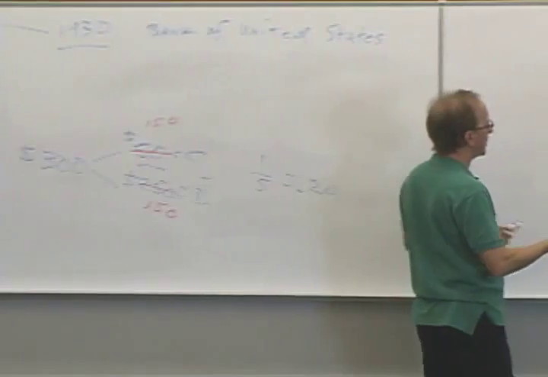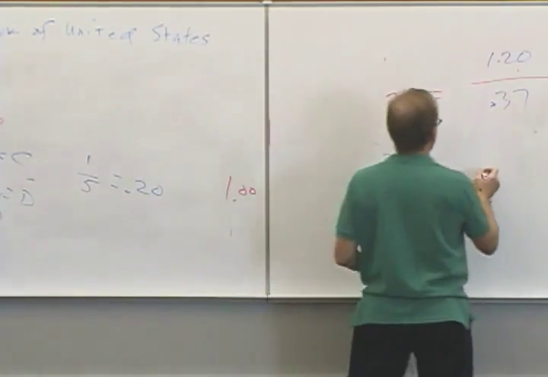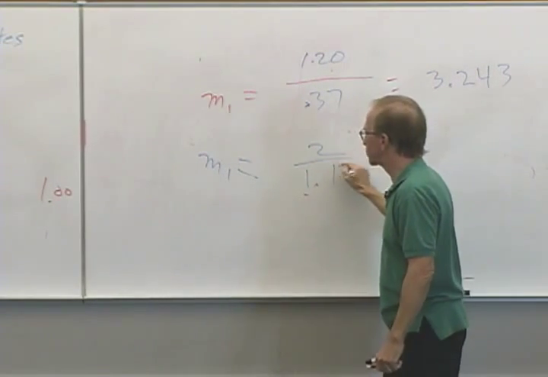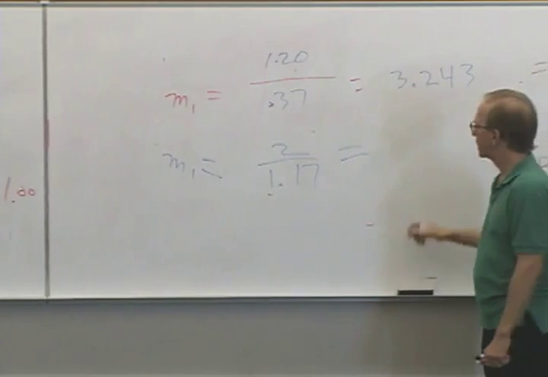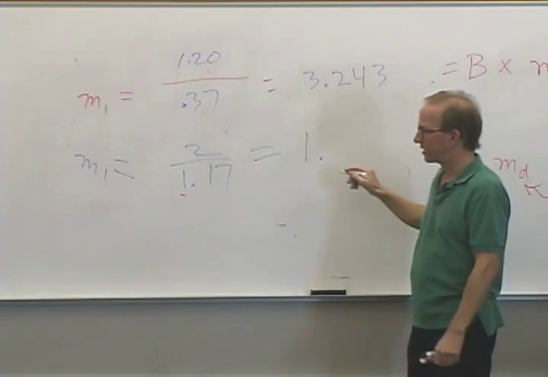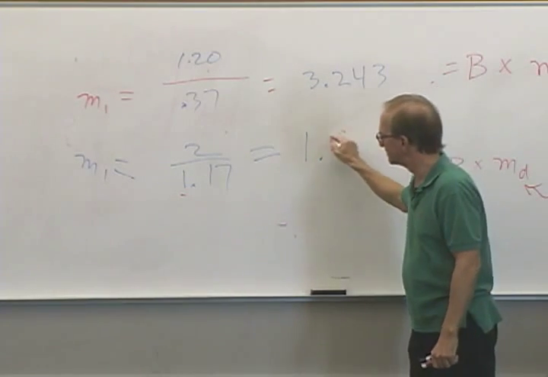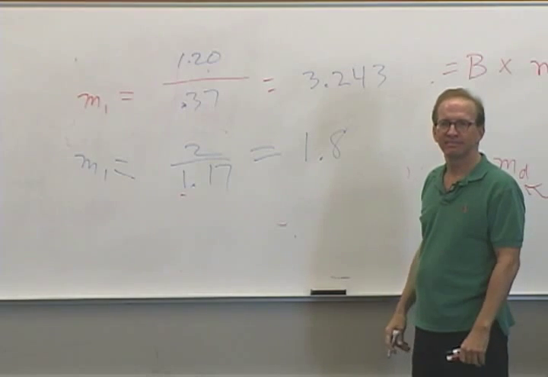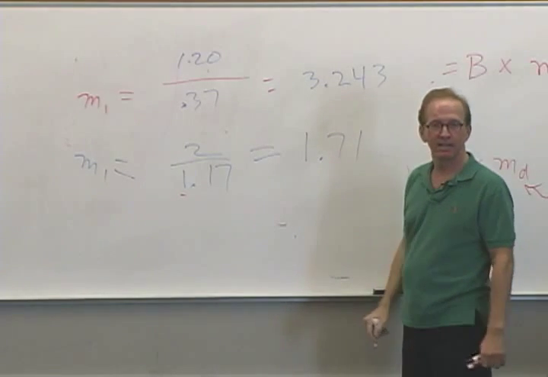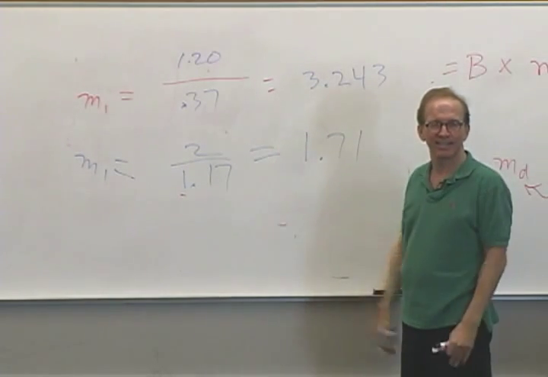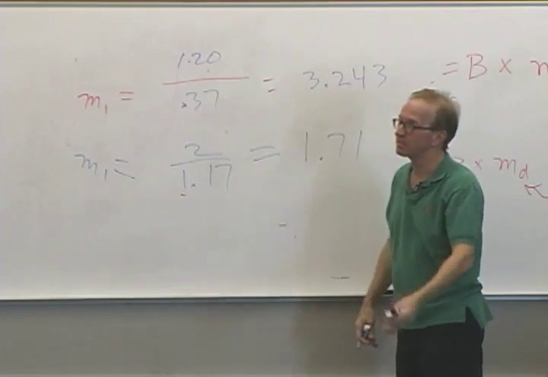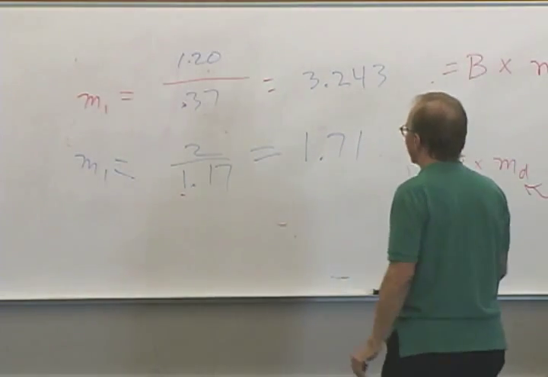And now let's go back and see what we have. The M1 multiplier now would be 2 over 1.17. How much is the multiplier? 1 point what? 71. 1.71? Is that it? And nothing else after that? Oh, thank you. Does anybody else know? 0.94.